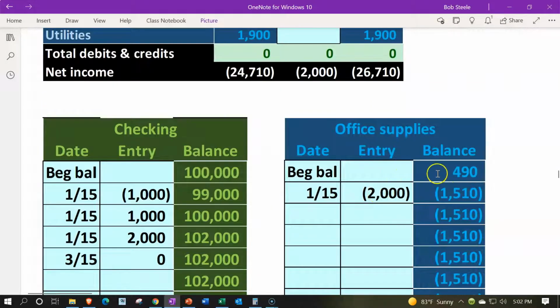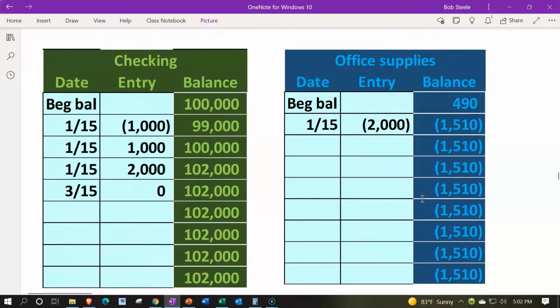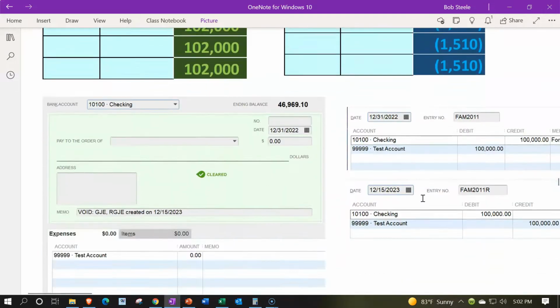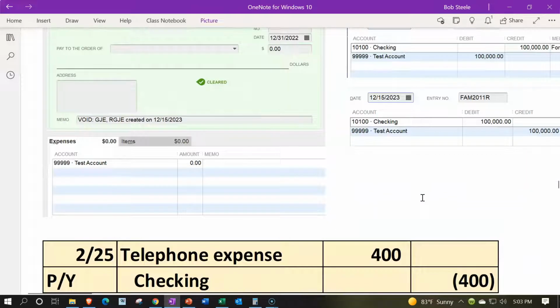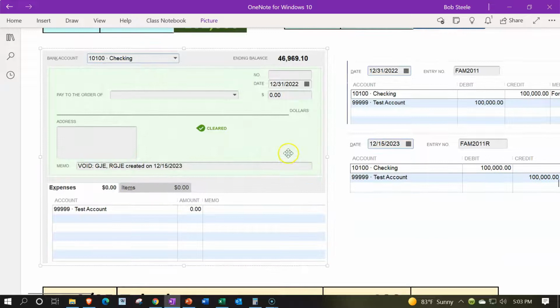The office supplies was at the 490. It went down by the 2,000 to the 1,510. This would be similar to the transaction detail report. Okay, let's add one more thing that will look more close to what QuickBooks in essence did, which is writing the check, voiding the check in the same period, and then doing a reversing entry and then voiding it in essence again in the current time period.